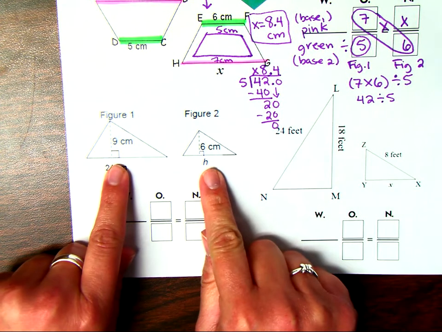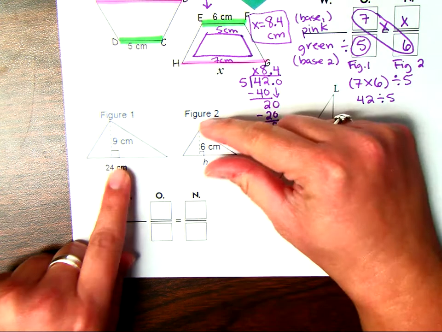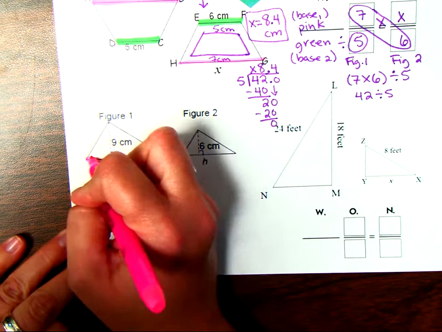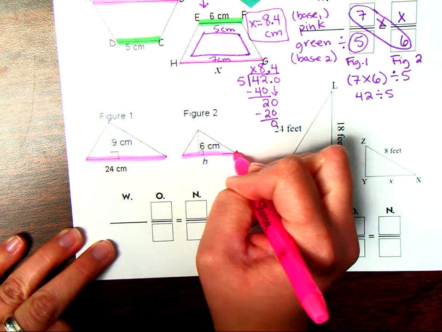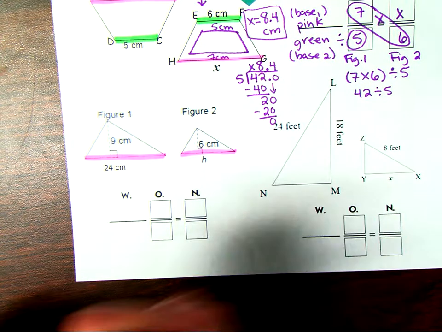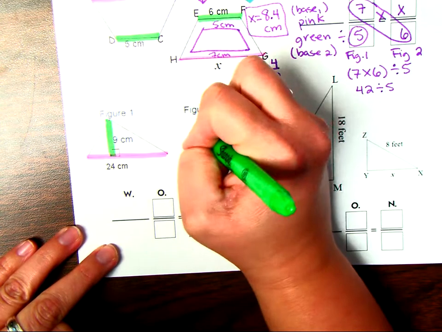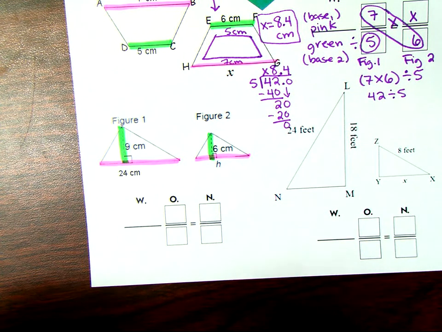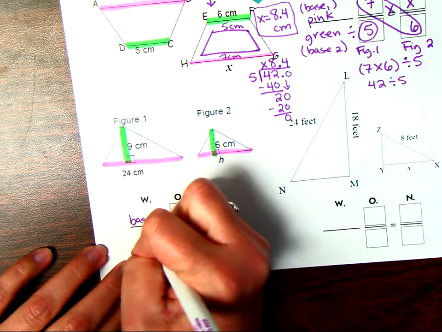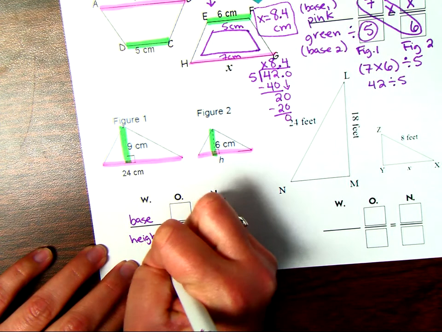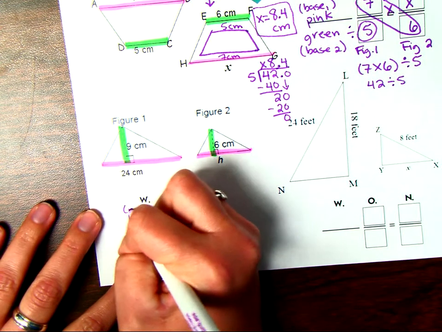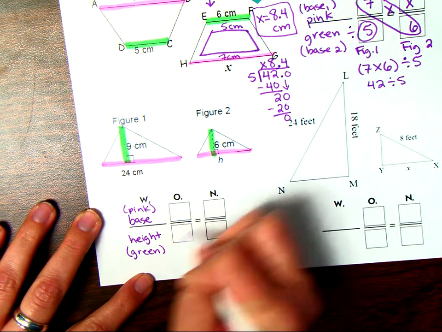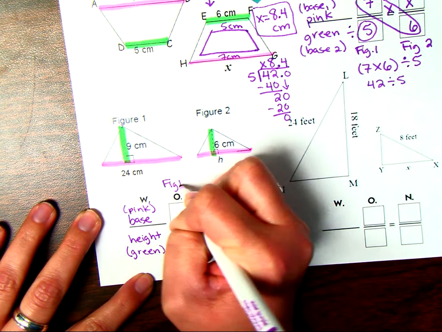They are both facing the same direction, so I can imagine drawing this smaller triangle inside the larger one. And I'm going to see this 24 corresponds with that H, and this 9 corresponds with this 6. And in case you forgot, every figure, their base and height, no matter what the figure is, is going to form that right angle. So the base is what I highlighted in pink. The height is what I highlighted in green. So this is figure 1 compared to figure 2.